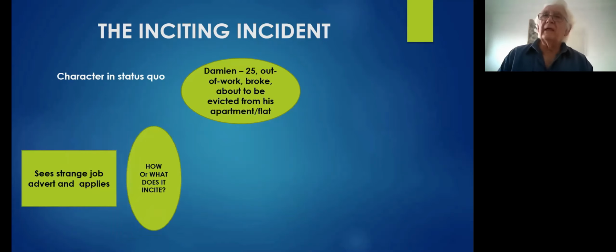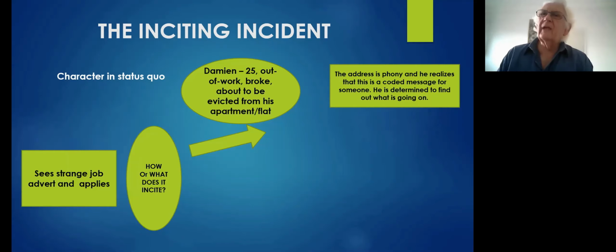So let's turn them into a true inciting incident this time. Here's that strange job advertisement that he applies for. Now we want to make it an inciting incident. So we have to ask ourselves the question, what does it incite him to do? What sort of a quest, what sort of a goal does he form? Here's my first possibility. He discovers that the address is phony. So we realise that this is a coded message for someone. At that point, it's still not an inciting incident. It's just a discovery. This is the inciting incident. He is determined to find out what is going on.